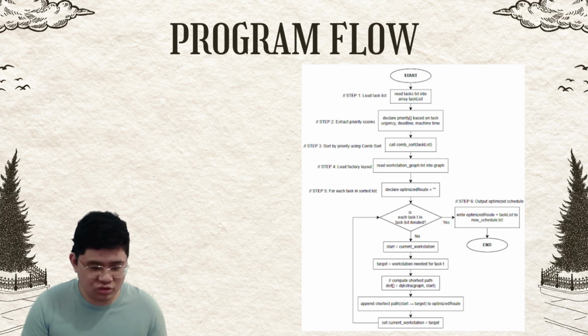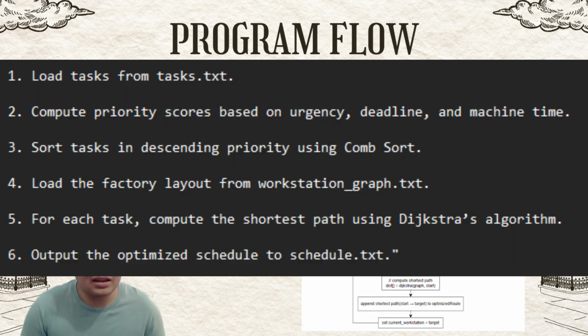So basically, the program flow can be followed in these steps. First, load tasks from task.txt. Compute priority scores based on urgency, deadline, and machine time. Sort tasks in descending priority using comb sort. Load the factory layout from workstationgraph.txt. For each task, compute the shortest path using Dijkstra's algorithm. Then output the optimized schedule to schedule.txt.